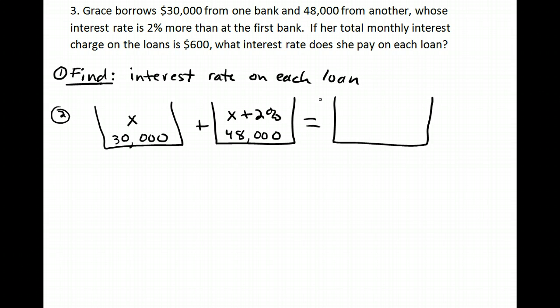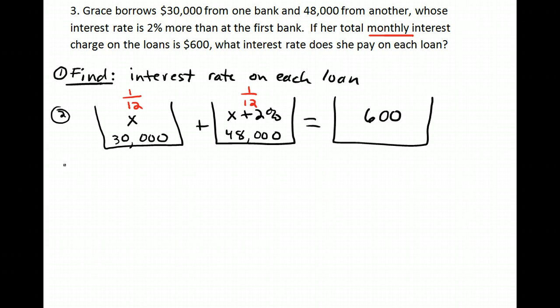And I am told that the total monthly interest charge, now this is really important, it's the monthly interest charge. The monthly interest charge is $600. Now that changes one thing in our problem, and that is I've got my principal and my rate. My time is 1 month. That's 1/12 of a year. I have got to put 1/12 at the top of my bucket for the time.